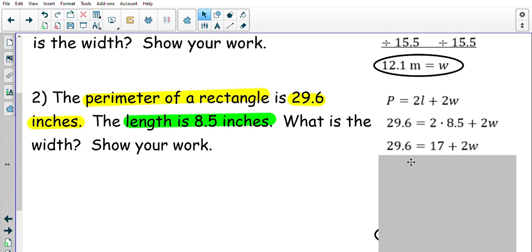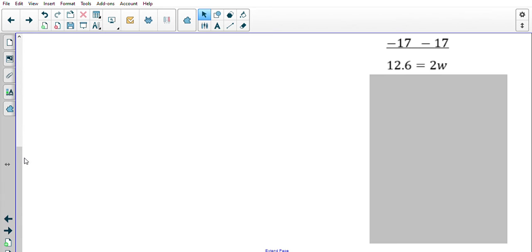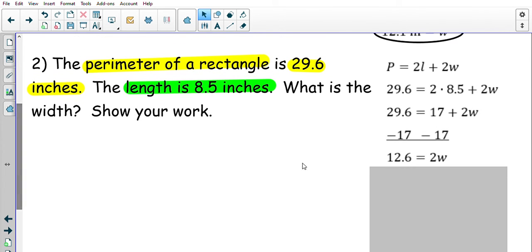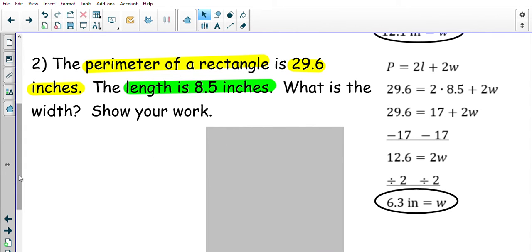Again, replacing, simplifying. Go from there. We'll subtract 17 from both sides. That will get us 12.6 equals 2W. Divide both sides by 2, and that's going to get us 6.3 inches for our width.